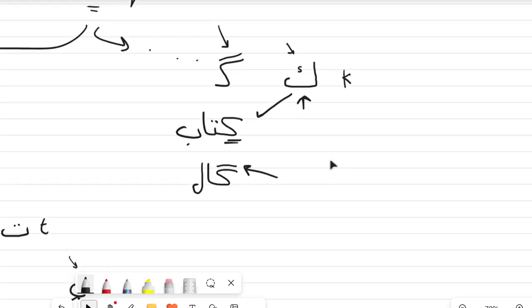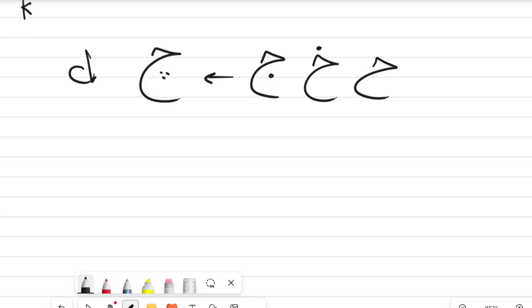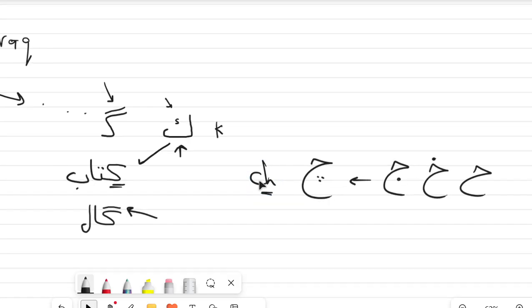Now, if you remember our triplet letters, like the ha, the kha, and the jim, we have in Iraqi an extra letter, which is the ch, equal to the ch in English. This is the ch. Basically, it's the same shape as them, but it has three dots in the middle. The ch sound doesn't exist in formal Arabic, so we don't have a letter for it. But in Iraqi, we use it a lot. So we have the ch and the g as unique letters.